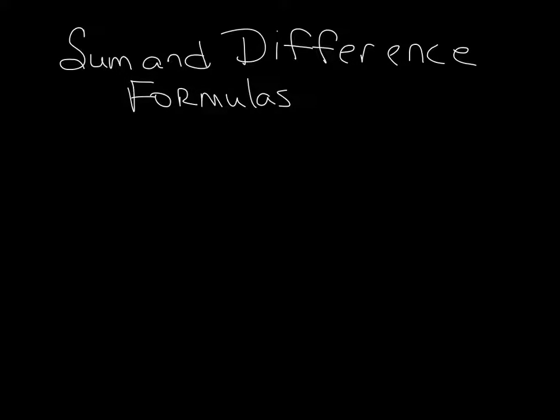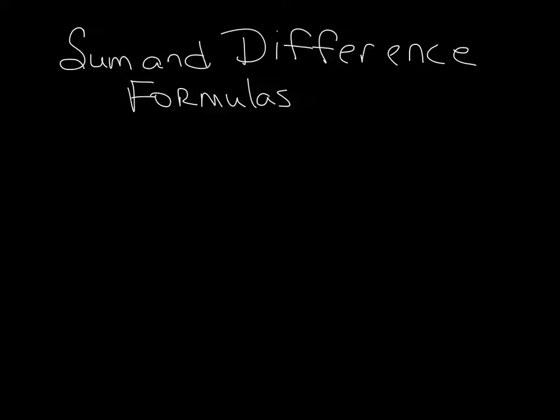Today we want to look at the sum and difference formulas for the sine, the cosine, and the tangent. When I say sum and difference, if you add two angles that you're familiar with, or subtract two angles that you're familiar with, those special angles that we know from the unit circle.